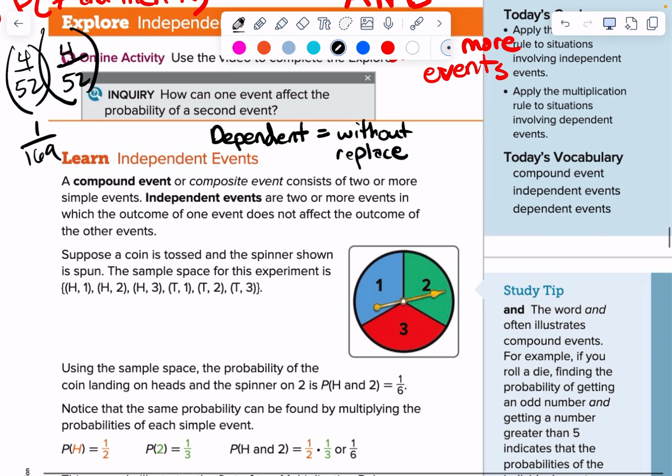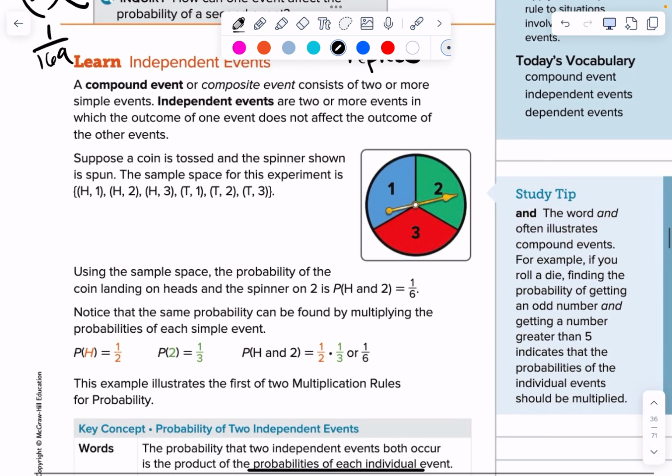Now, independent means you are replacing or you have 2 completely separate things going on. So maybe I am tossing a coin, and then I'm spinning a spinner. Those are independent events. I'm still going to multiply, but those are independent events. They don't have to say with replacement or without replacement, because they're 2 completely separate events that I'm just doing consecutively.